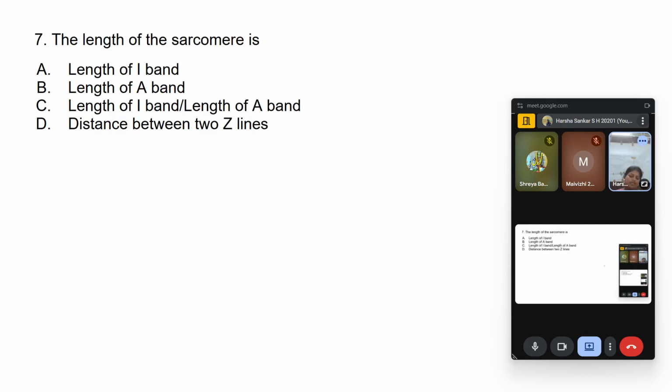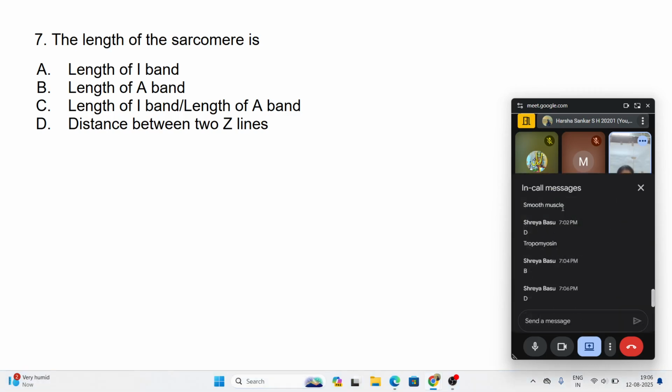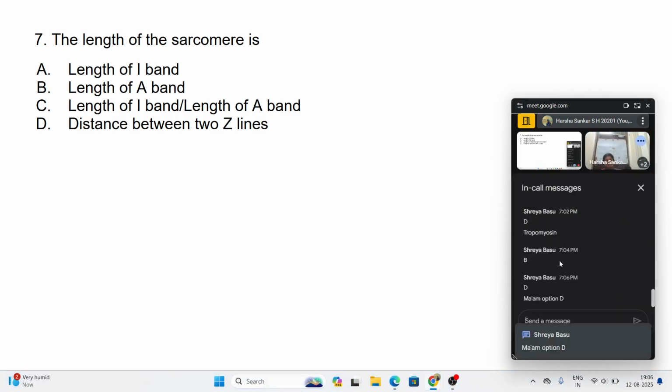What is the length of a sarcomere? Is it the length of an I band, or the length of an A band, or the distance between two Z lines? What is the correct answer? What is a sarcomere? We discussed this in a different form just before now. Easy. Yeah, the distance between two Z lines. Good.